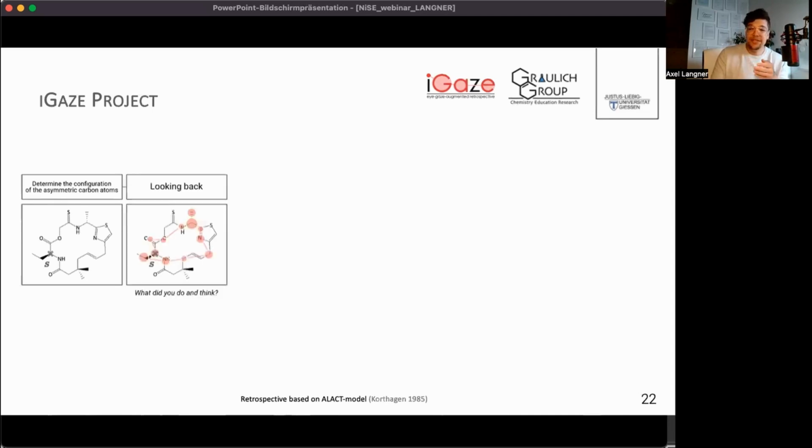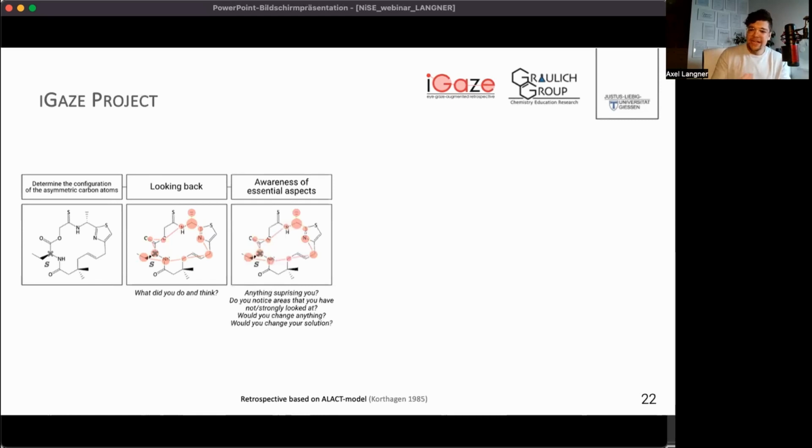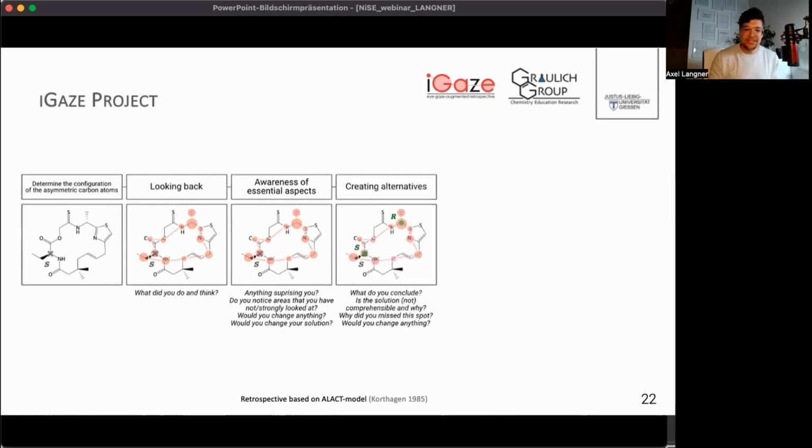Afterwards, we showed them their own eye movements and asked them what they did and what they thought, so a regular retrospective think-aloud. But additionally, in the second phase, we asked them reflection prompts like: was there something that surprised them? Did they notice specific areas that they did not look at well or looked at strongly? And why is it like this? Would they change something for the future if they have, for example, a similar task, or would they even change the solution?